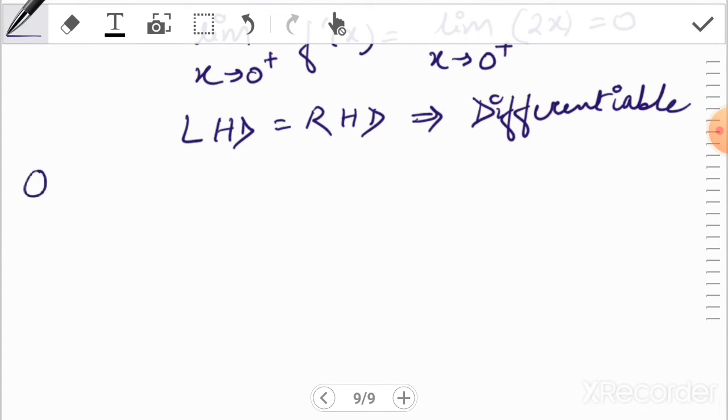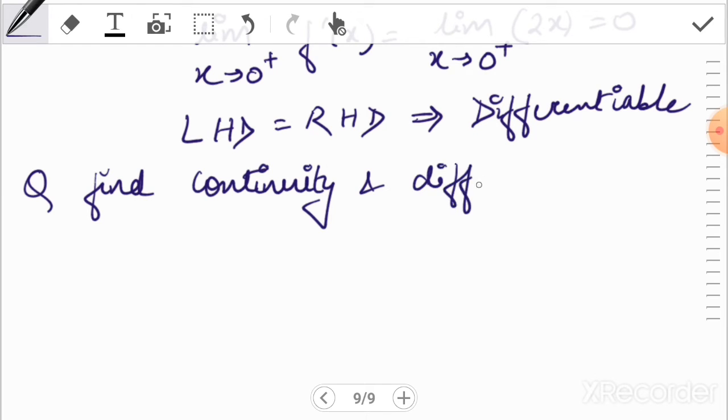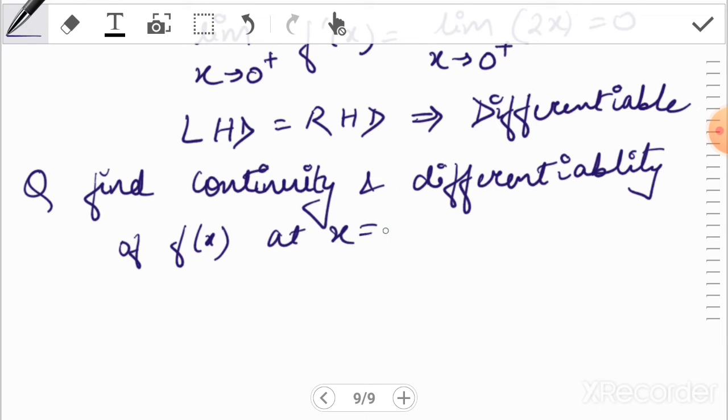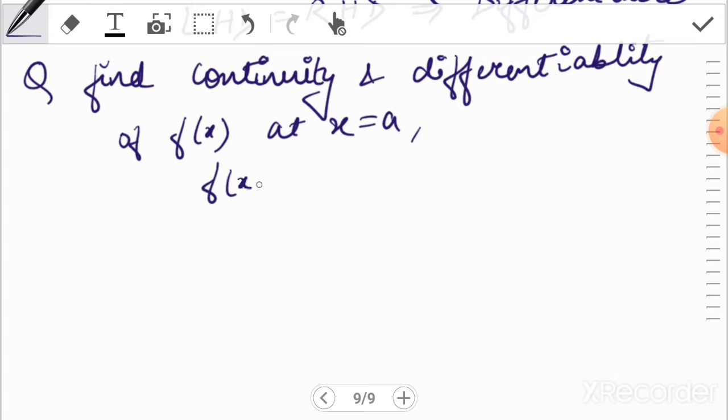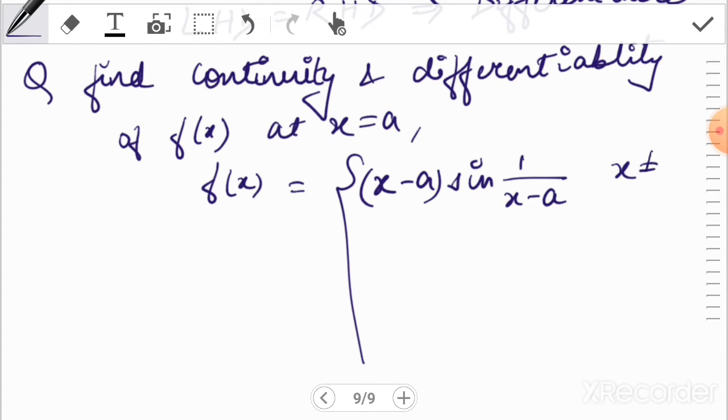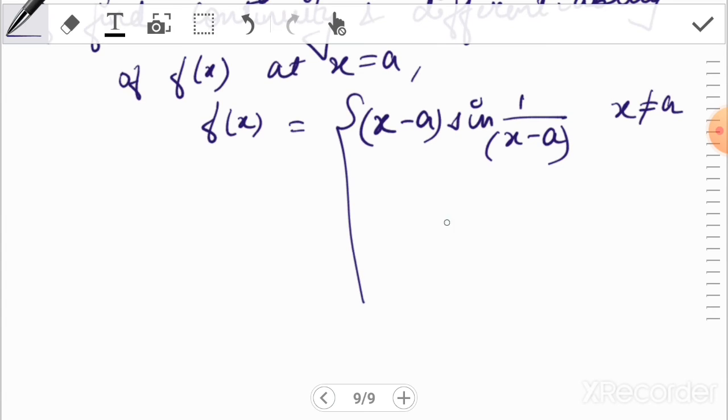Okay, now let us see the second question. So find continuity and differentiability of function at x is equal to a, where function is x minus a sine 1 by x minus a, where x is not equal to a, or 0 when x is equal to a.